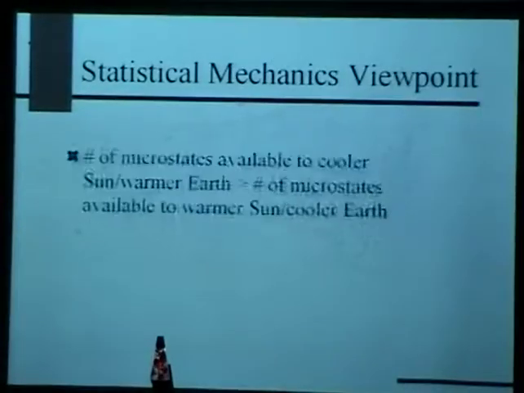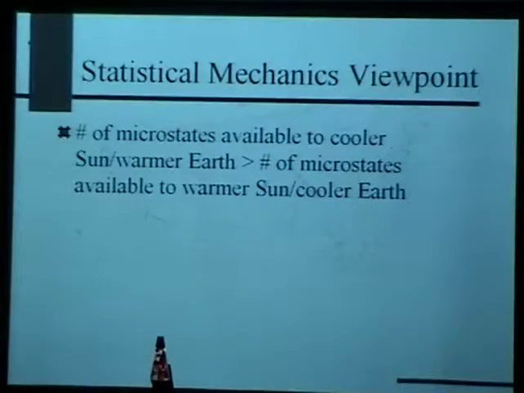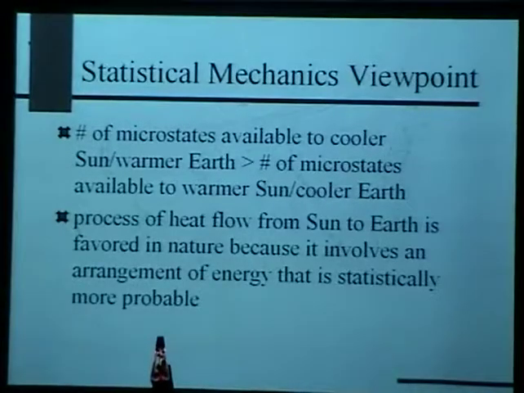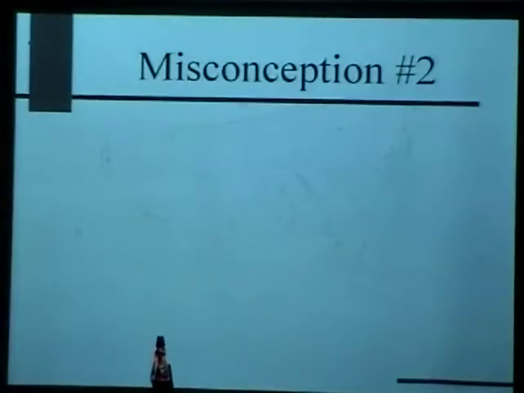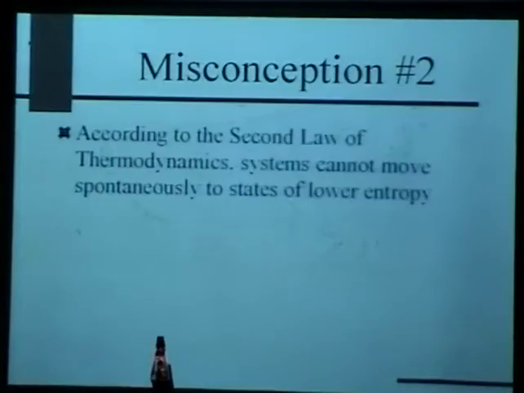From a statistical mechanics point of view, how would we explain this? We'd say that there are many more microstates available to the cooler sun, warmer Earth scenario than for the warmer sun, cooler Earth, and that this process of heat flow is therefore statistically favored. A simple matter of probability. It involves an arrangement of energy that is statistically more probable. According to the second law of thermodynamics, systems cannot move spontaneously to states of lower entropy.